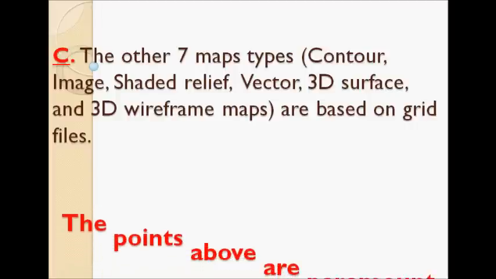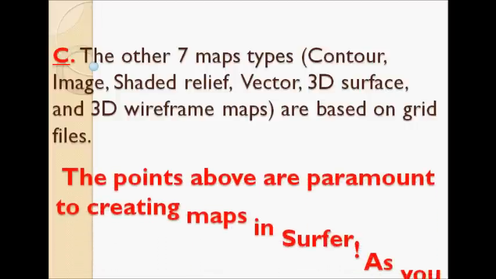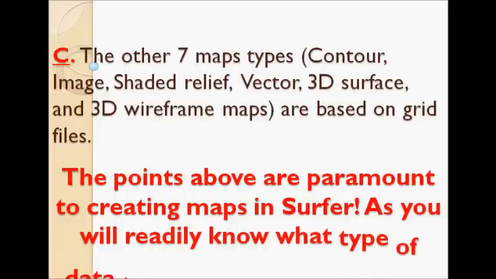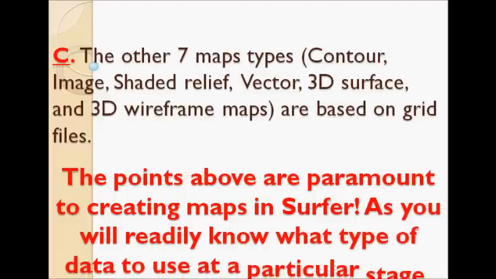So please always bear in mind that base maps are created based on either AutoCAD DXF files, or shape files, or georeferenced image files, while post and classified post maps are created based on data files such as text files, the Excel spreadsheet file, and so on. Then the remaining types of maps, the contour map, image map, shaded relief map, vector map, 3D surface map, and 3D wireframe map, are created based on grid files. Please always have this in mind.